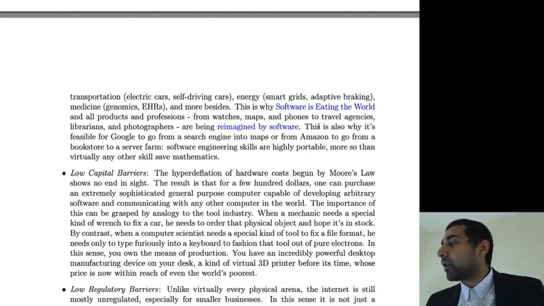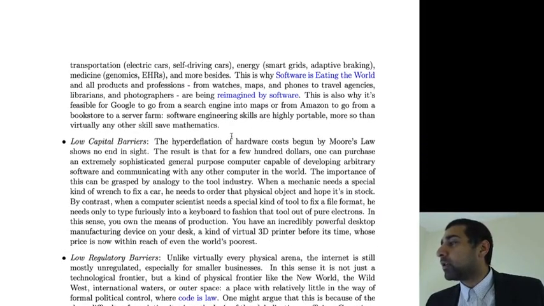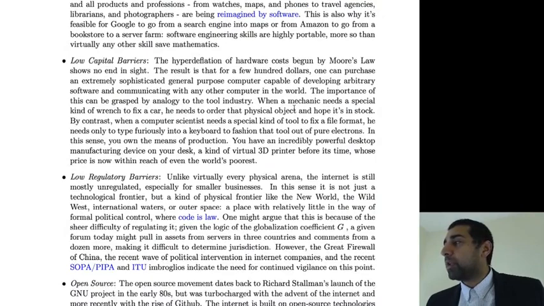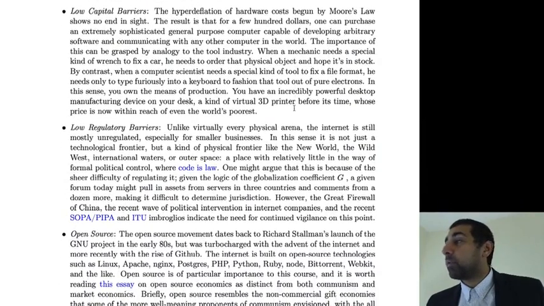And so the generality of software is why it's feasible for a company like Google to go from a search engine into maps, or Amazon to go from a bookstore to a server farm. Software engineering skills are extremely portable, more so than probably anything besides pure math.